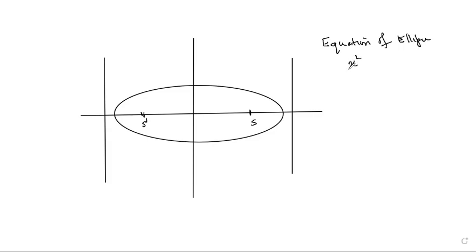x square upon a square plus y square upon b square equal to 1. This is the first point to remember. I'm sending you the notes, so even if you don't write, it's no problem. But understand the concept.